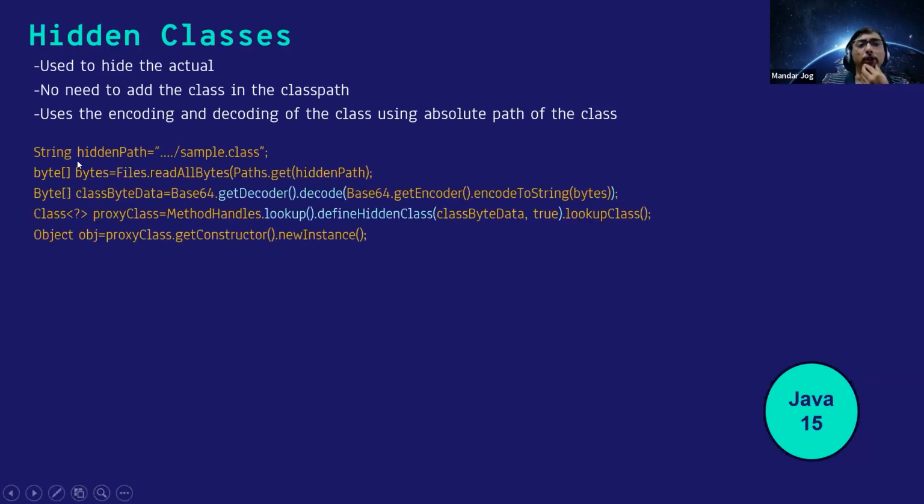So for the hidden path, you create the hidden path for the file. This is the complete path of the class file that you want to refer to. Then you get the bytes of that file, you read all the bytes from it, you decode that, and then you use the method handler to look up that particular class, and then you use that. We will not be using that much. It is a security thing which is given to you, a very, very rare thing used by developers as part of development, but you can use it if you wish. So that is hidden classes for you.